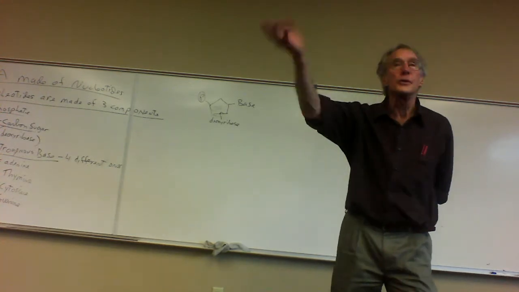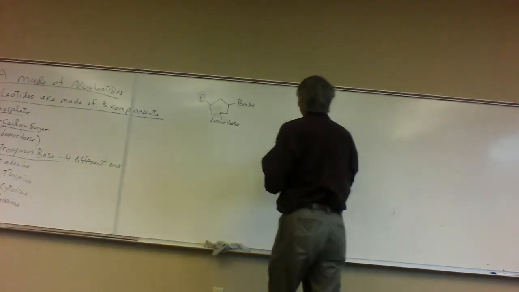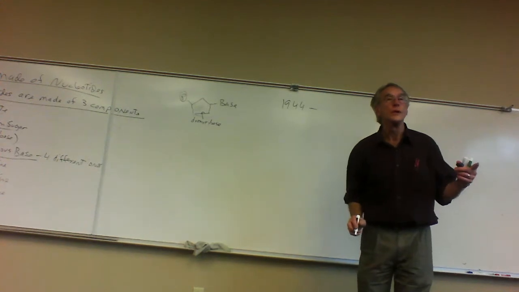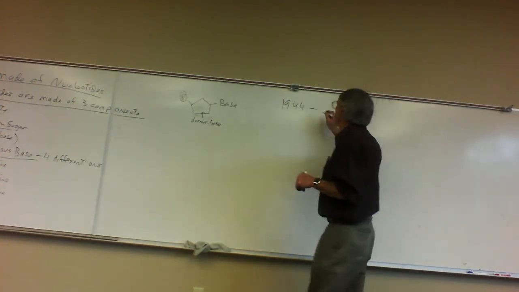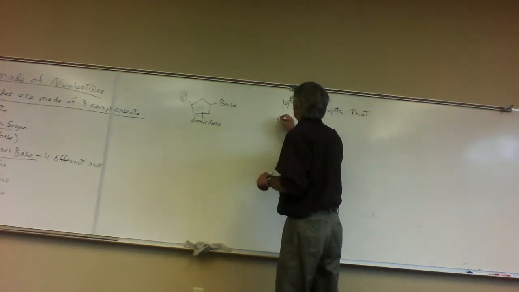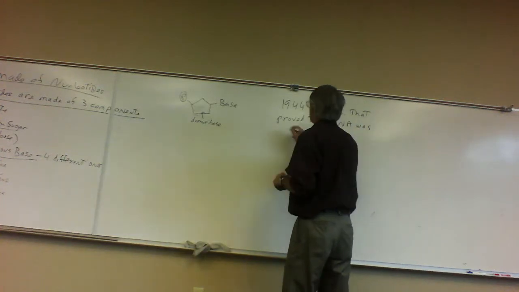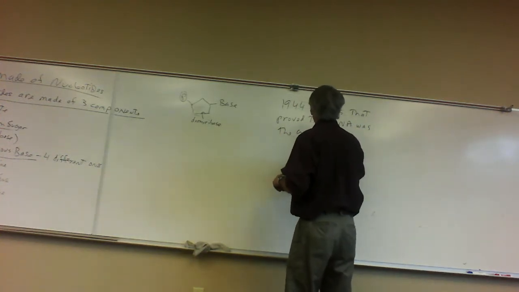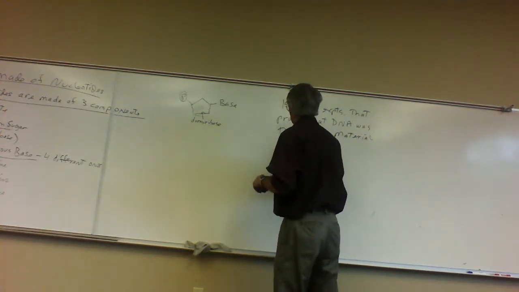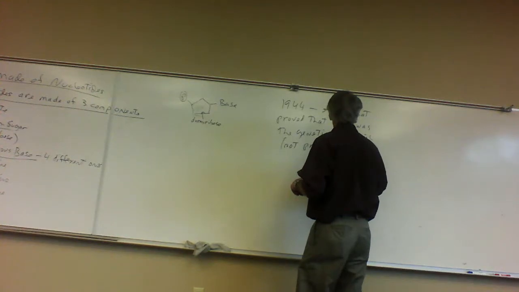So back and forth, people would argue about it and try to do experiments. Finally, in 1944, there was a brilliant series of experiments. They were the first experiments that proved that DNA was the genetic material, not protein, as previously thought. This was prior to the end of World War II.